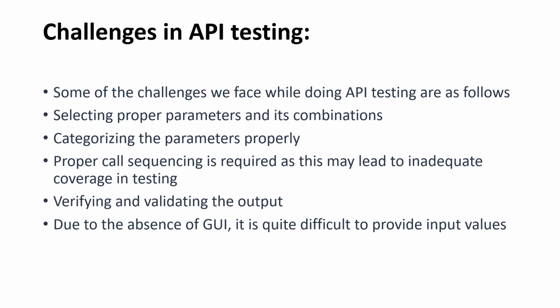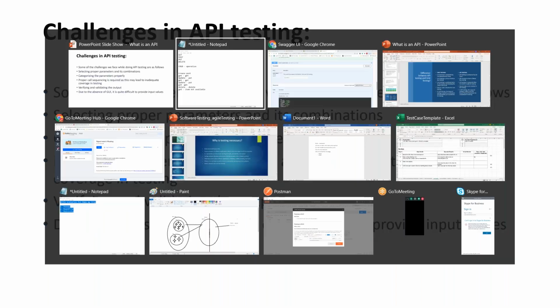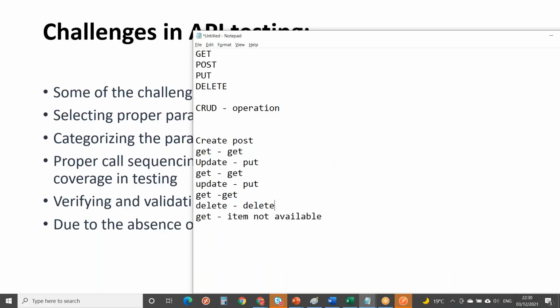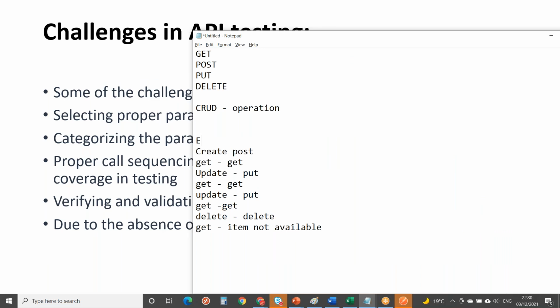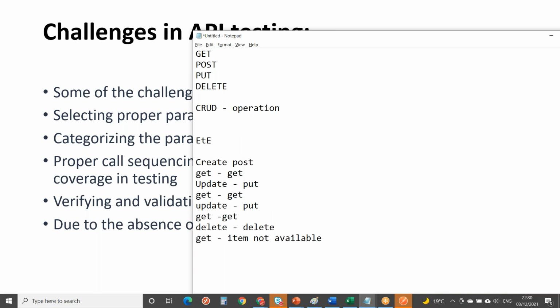Why do we need to create a call sequence? We have to add the coverage. Okay, so as I said, you can do the end-to-end testing. This is end-to-end testing, guys. End-to-end testing is this one: creating, updating, deleting, then reading the details. So this is your end-to-end flow for a create.